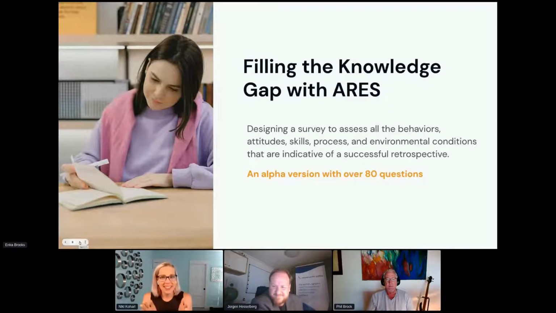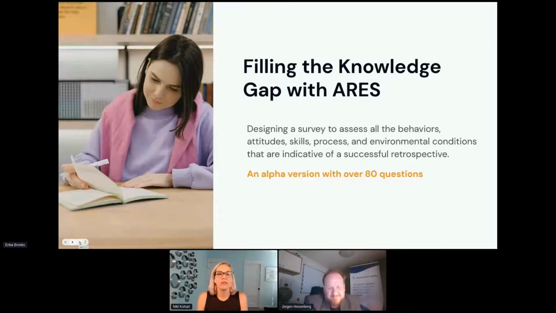So to do this, we did an extensive literature review, certainly looked at the things that I talked about earlier, but just looked out in the community in general and wanted to see what's possible out there. So we pulled all of that information together and started to develop some survey questions that would measure all of those different things. We wanted an exhaustive list of everything that it took to make an effective retrospective. So that's really where we started.